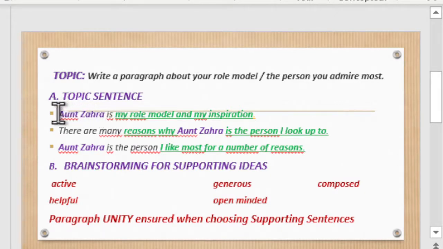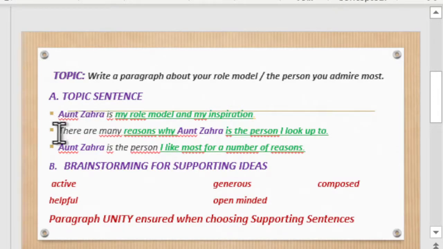Let's look at the first one. Aunt Zahra is my role model and my inspiration. So this is my topic sentence. The topic is Aunt Zahra. And what do I want to say? What do I want to show about her? I want to show that she is my role model and my inspiration. So that is my controlling idea.